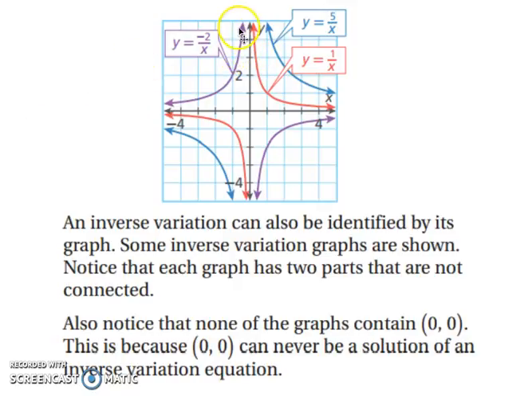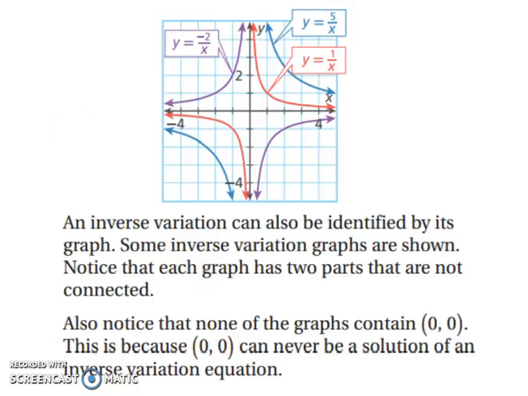So, they're always kitty-corner to each other, meaning if you're in this quadrant, you're going to be in the quadrant opposite that, diagonally, if you will. So, you have y equals 1 over x, and it's going to go through the point 1, 1. If you have y equals negative 2 over x, it's going to go the other direction since it's negative.